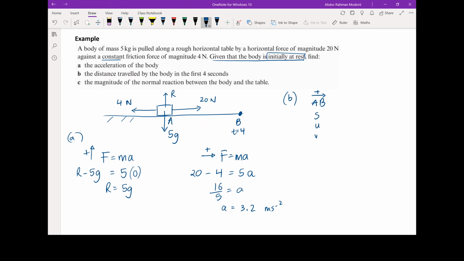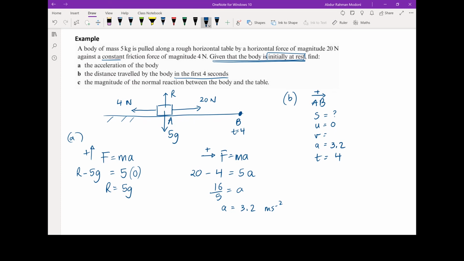Start by writing SUVAT. We are asked to find the distance, which we don't know. Distance and displacement are the same thing, as it's traveling in the same direction as we said earlier. u is initially at rest, so u is 0. Final velocity here we don't know. The acceleration we worked out in part A to be 3.2 meters per second squared, and the time it takes to go from A to B we're given in the question is 4 seconds. So we have 3 quantities given, and we can work out the fourth, s.